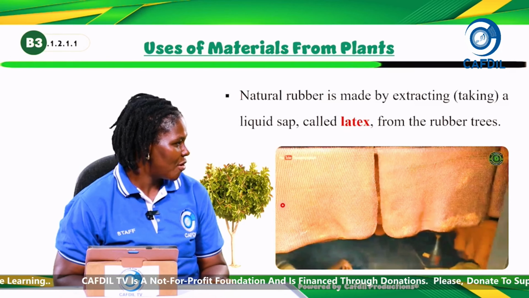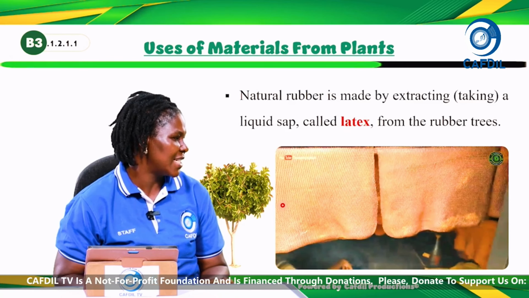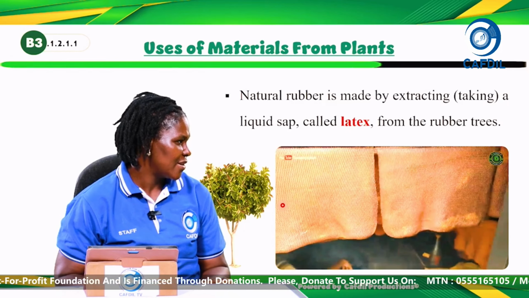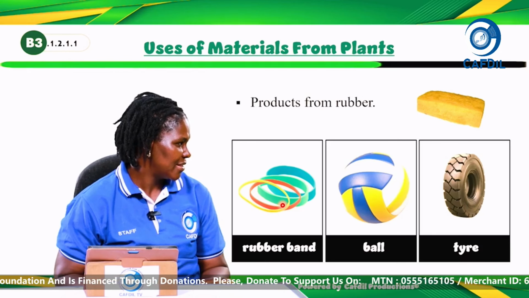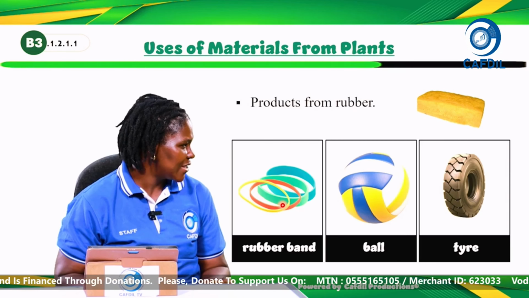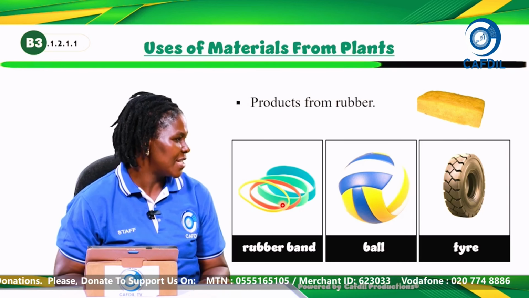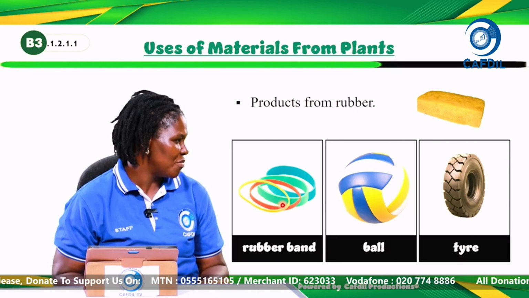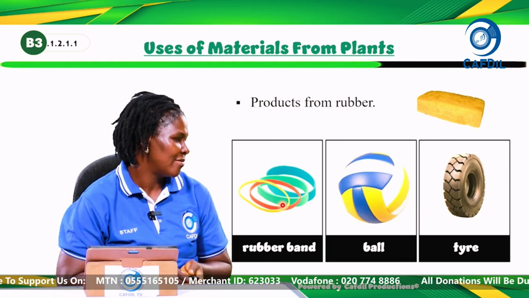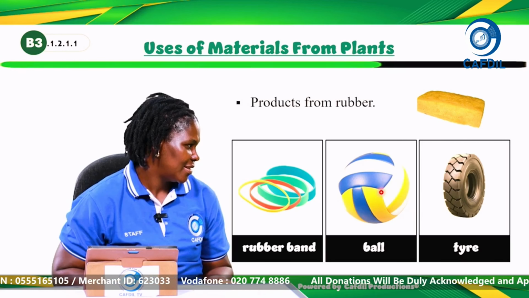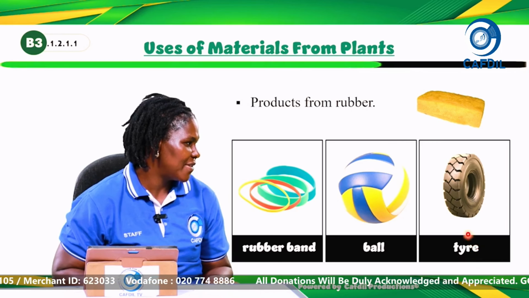Good. So natural rubber is made by extracting, that is taking, a liquid sap called latex from the rubber tree. So the products from rubber, after what we have seen on our screen, they use it to make rubber band, then ball, and then we have the tire.